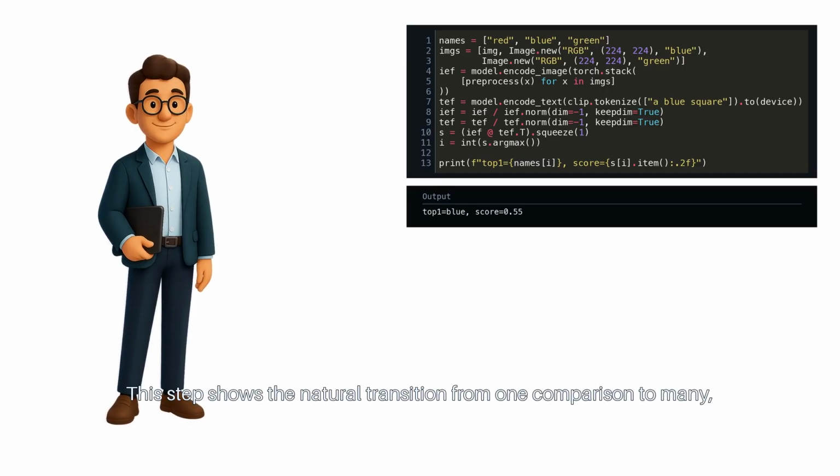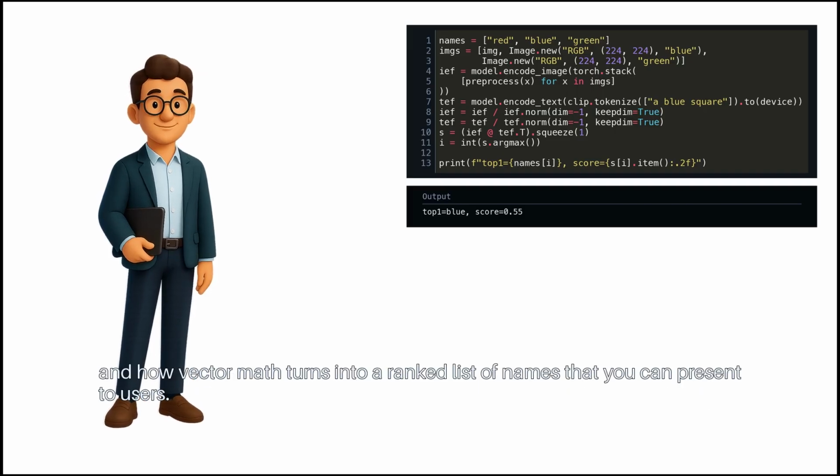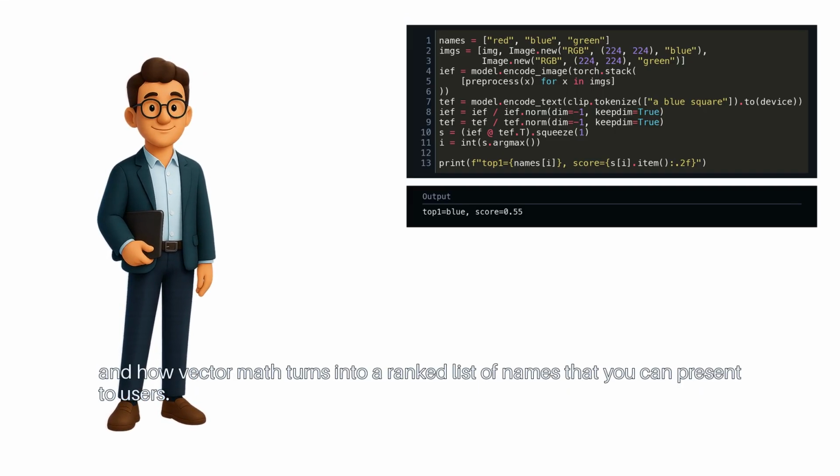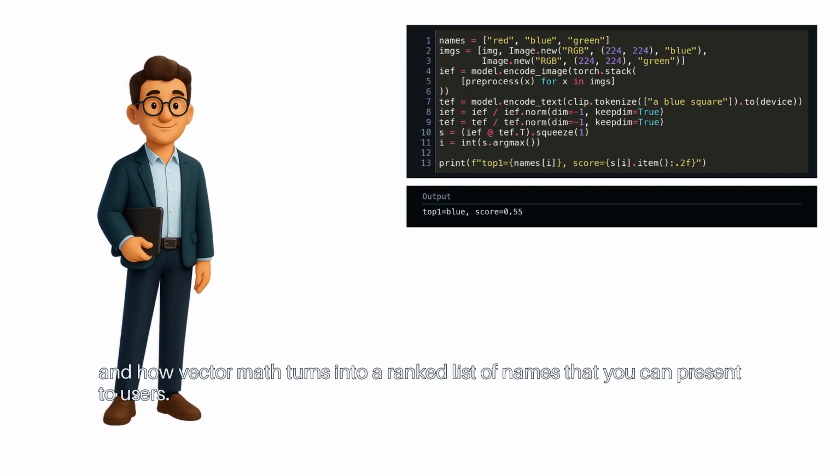This step shows the natural transition from one comparison to many, and how vector math turns into a ranked list of names that you can present to users.